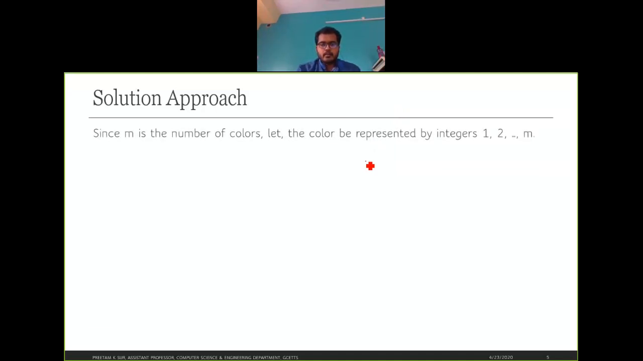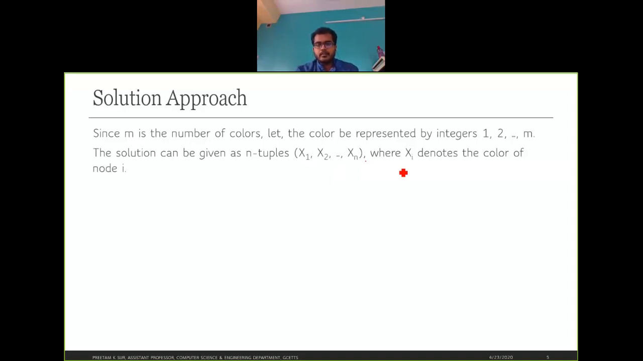So how will we get into the solution? Since m is the number of colors, we'll represent the colors by their numbers, like 1, 2, 3, 4 up to m. Then we can think of the solution as n-tuples from x1, x2 up to xn, where xi denotes the color of node i. So this will be your solution tuple or solution vector.